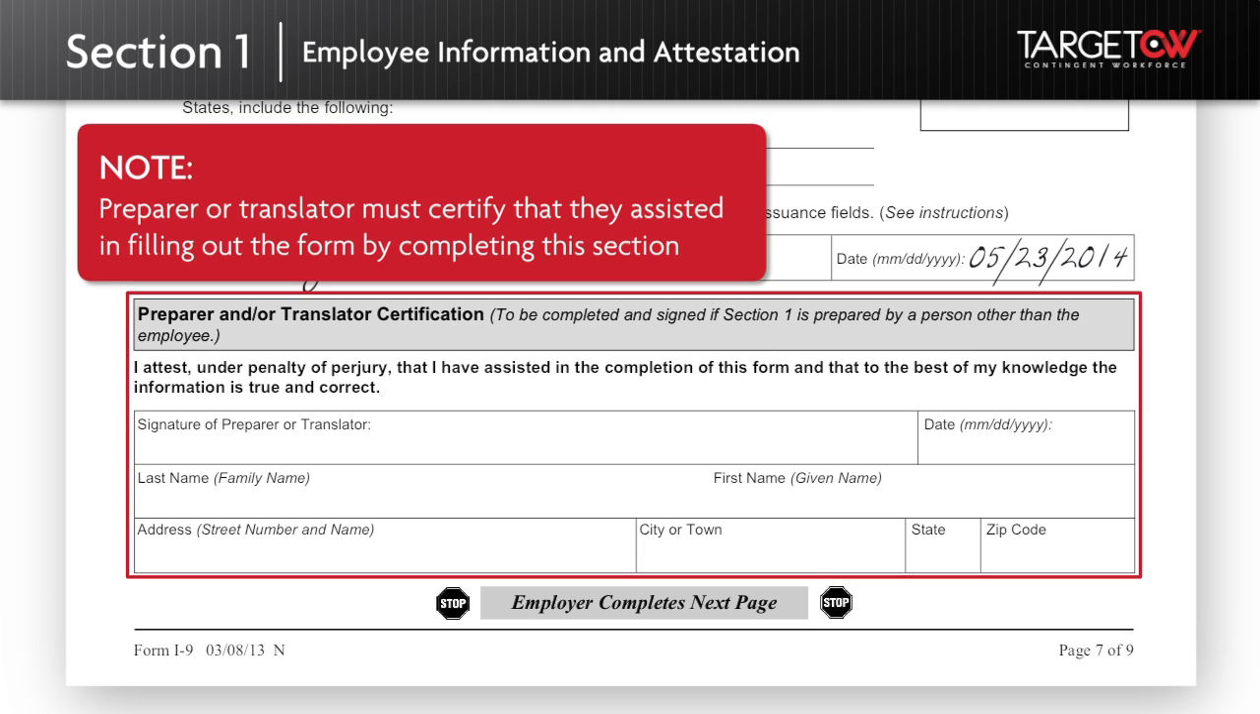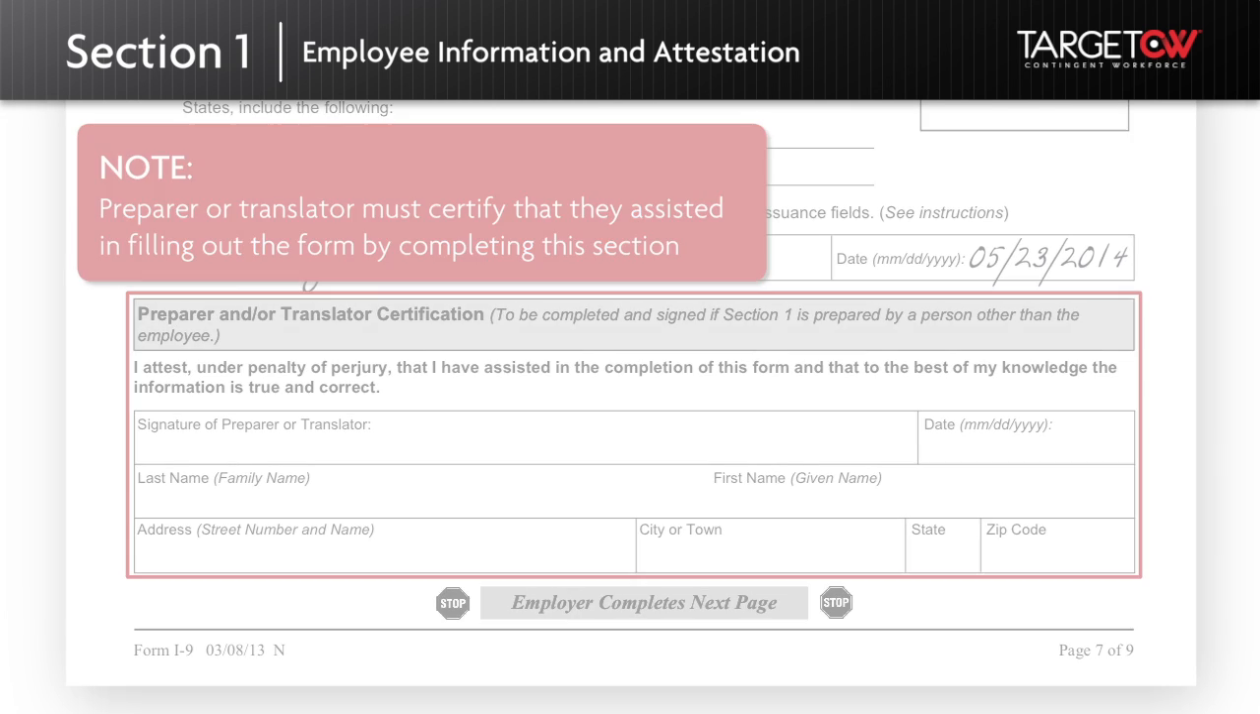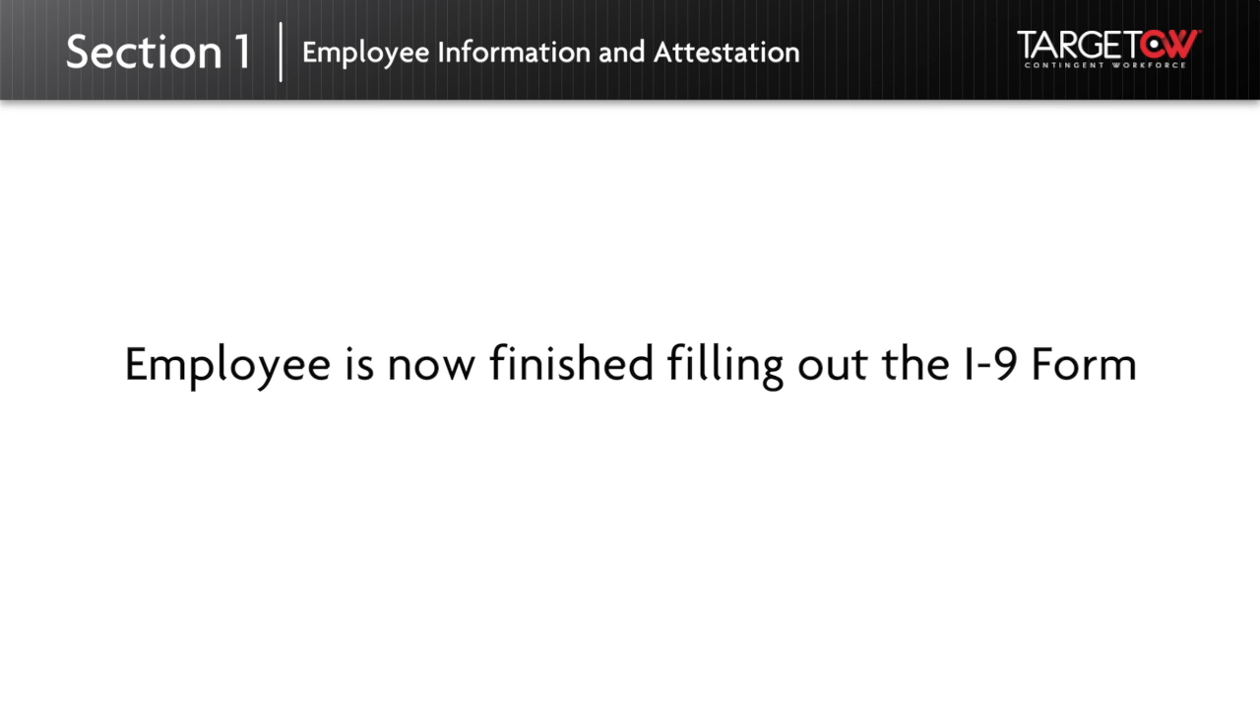If the employee used a preparer or translator, that person must certify that they assisted in filling out the form by completing the preparer-translator certification field. Once this is done, the employee is now finished filling out the I-9 form.